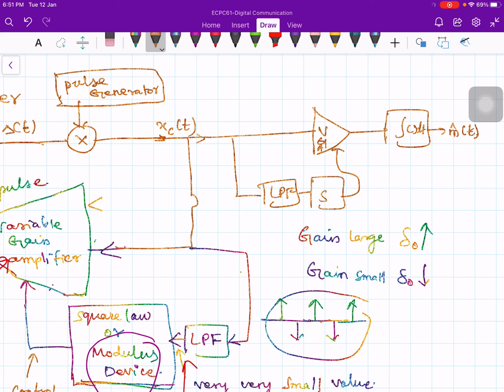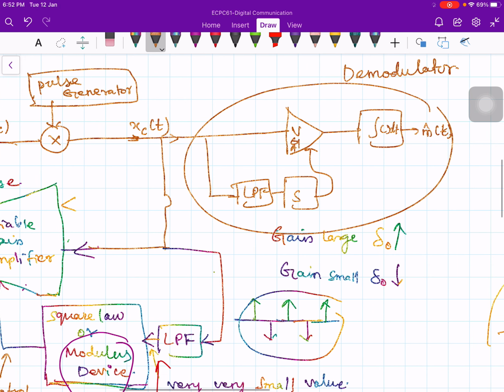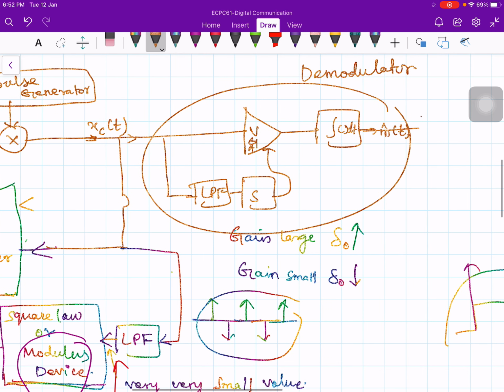So the demodulator is very simple. Whenever you find a sequence of positive impulses, then you have to increase the gain. Whenever you find the same polarity pulses, you have to increase the gain. Whenever you find alternate +1 and -1, you have to decrease the gain. So that is controlled here. This is nothing but your demodulator, a very simple implementation. In fact, after the integrator, if you want, you can put one more low pass filter to smoothen out the output. That's it.